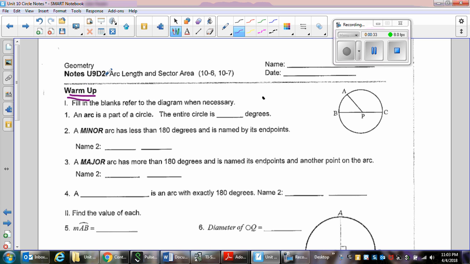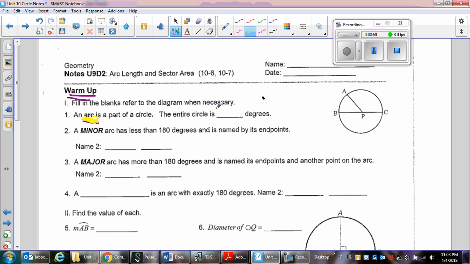So it says fill in the blank, refer to the diagram when necessary. The first one is an arc as a part of a circle. It will also help you define some of the words we're going to be using today for the lesson. I think the reason we have this here is because you should already know some of the vocabulary we're going to be using, right? So an arc is part of a circle.